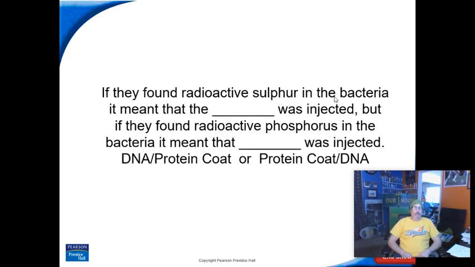Okay, if they found radioactive sulfur in the bacteria, what did it mean? If they found radioactive phosphorus in the bacteria, what did it mean? Take a look at number 14 and 15. Sulfur means protein. They did not find radioactive sulfur. Phosphorus means DNA. They did find radioactive phosphorus. So they now knew that the bacteriophages were injecting DNA into the bacterial cells.